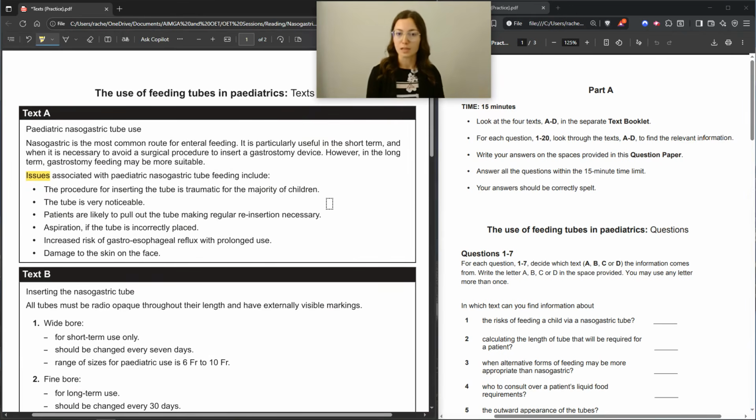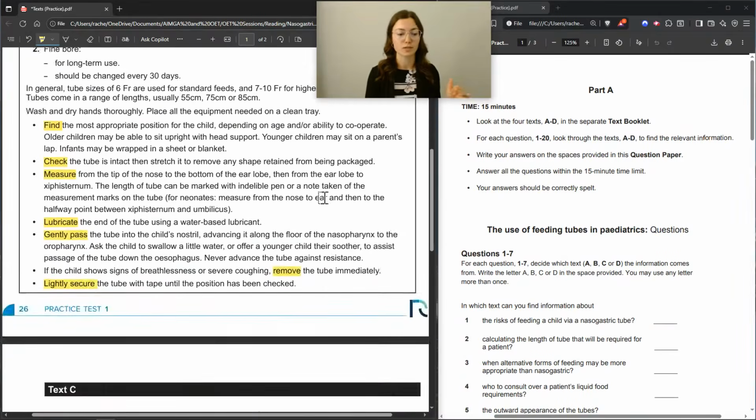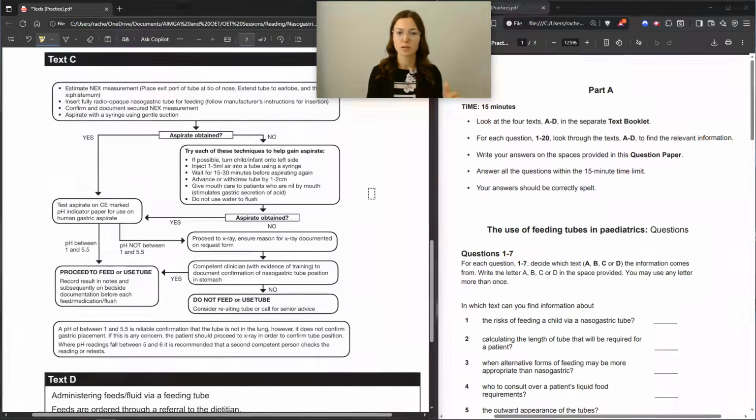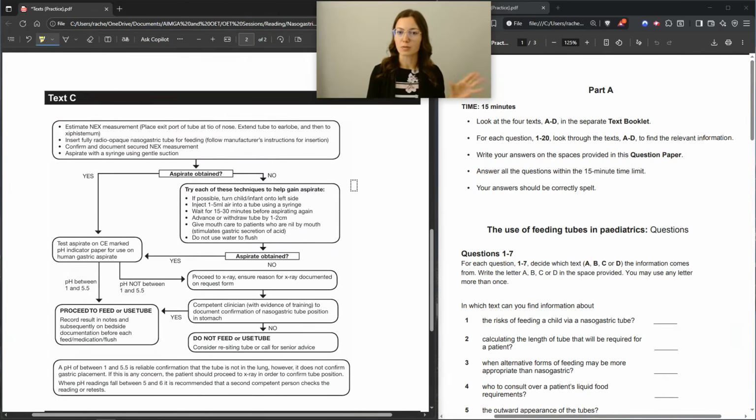The other type is when you have a chart or a flow chart. So let's take a look down at text C. One of the big mistakes that will cost you time is to start reading all of the details of this chart. No, in the preview, what you need to find out is how is the information being sorted? And the best way to do that is to look at the decisions, so you have yes and no, and look at what is being decided.